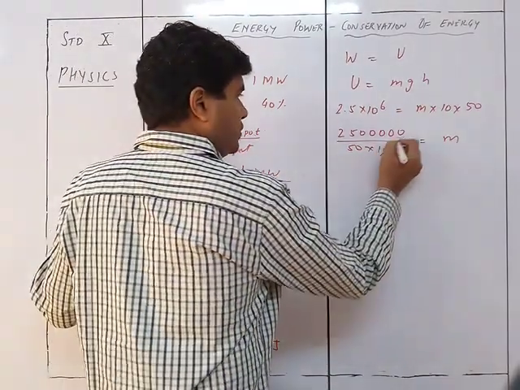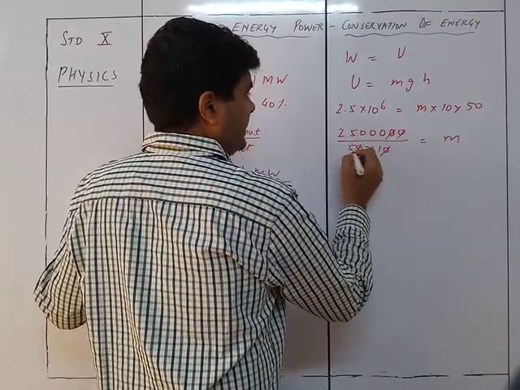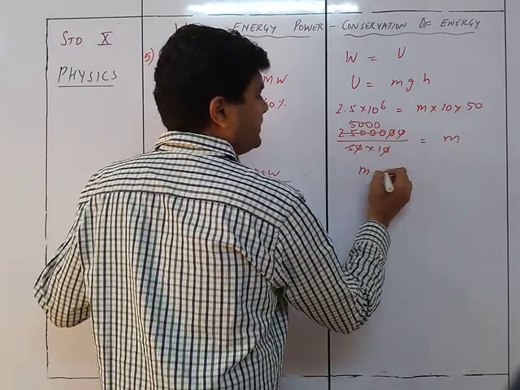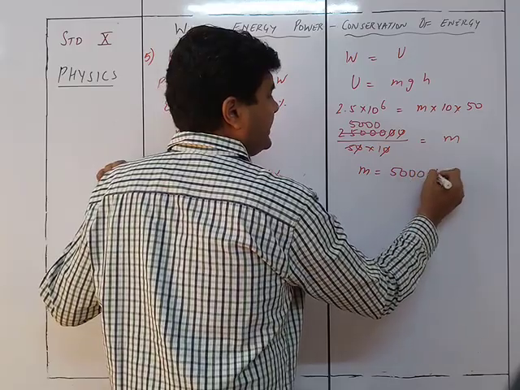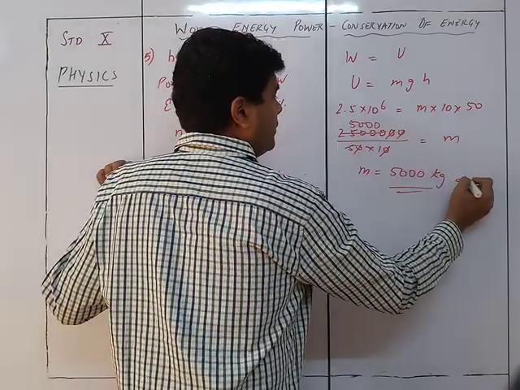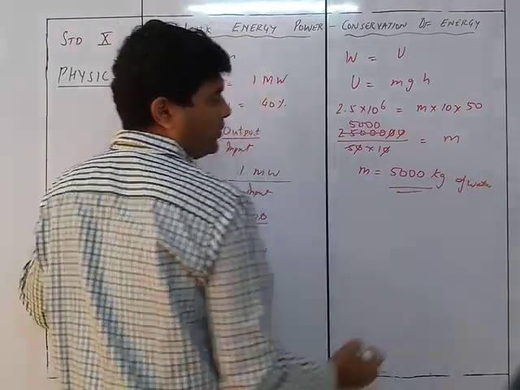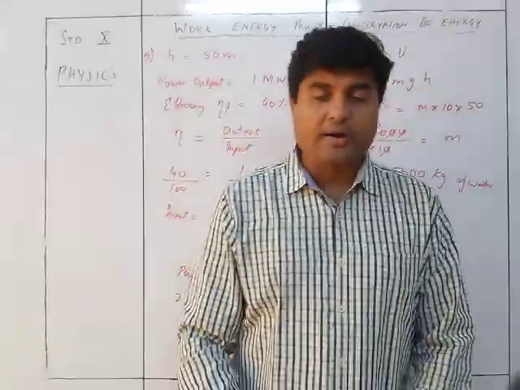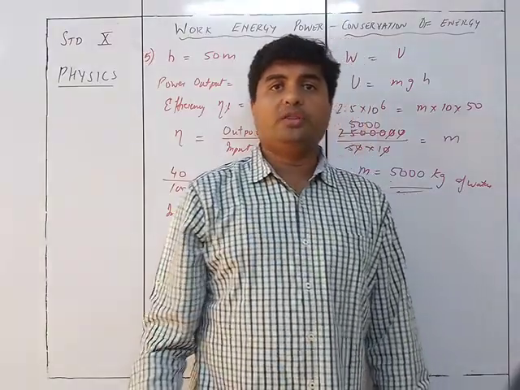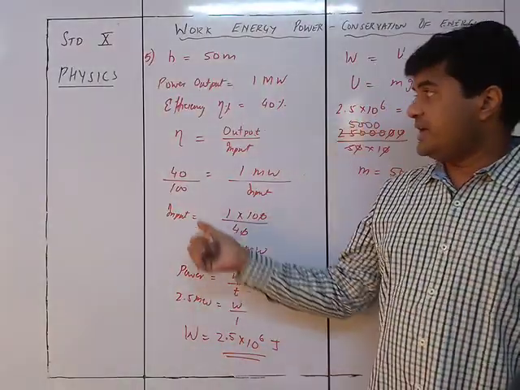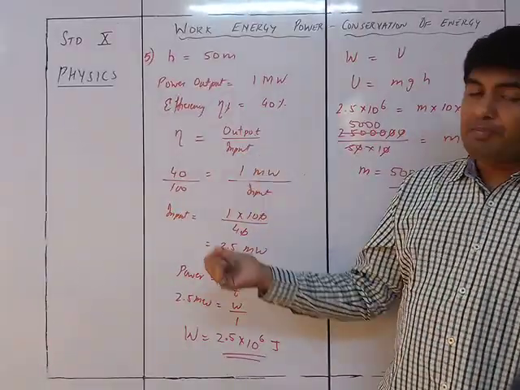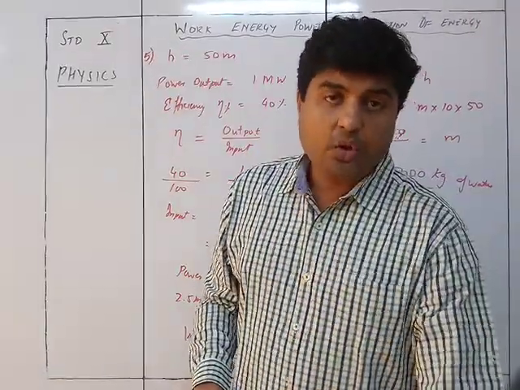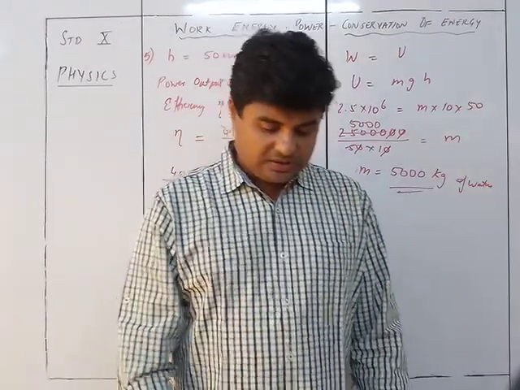So this 0, 0 cancel, 0, 0 cancel, so what is left now is 5 and this is 5,000. So that gives me mass is equal to 5,000 kg of water is required. So 5,000 kg of water will be required for it to fall on the turbine to generate a power of 1 megawatt having an efficiency of only 40%. Okay, so that was sum number 5.